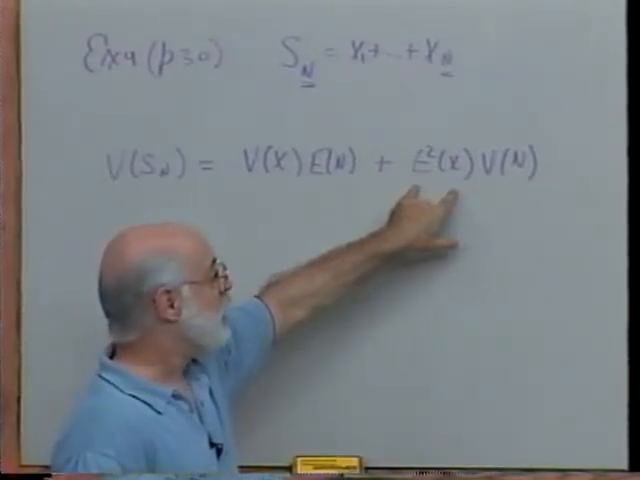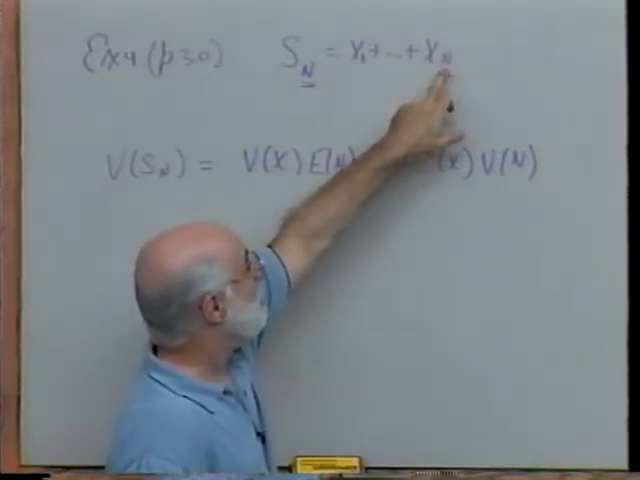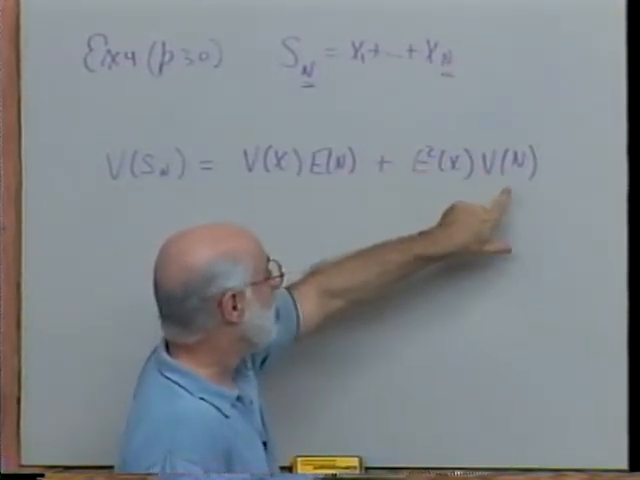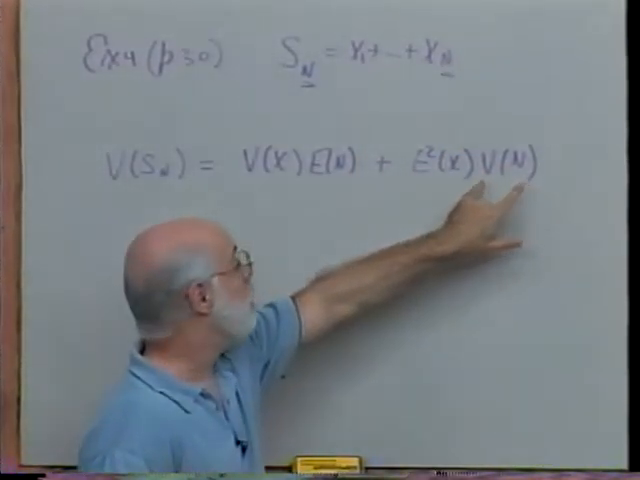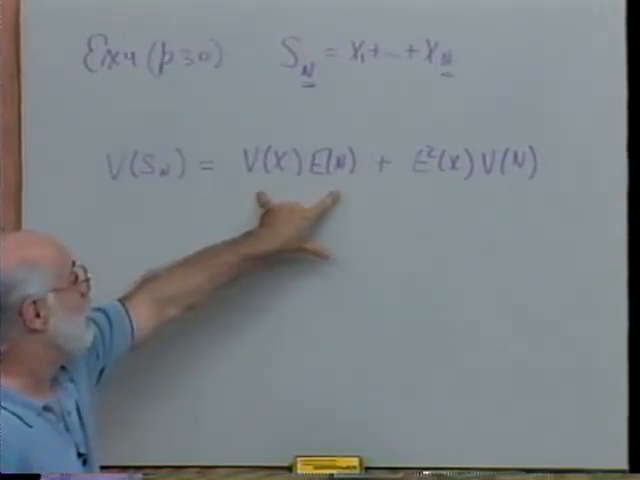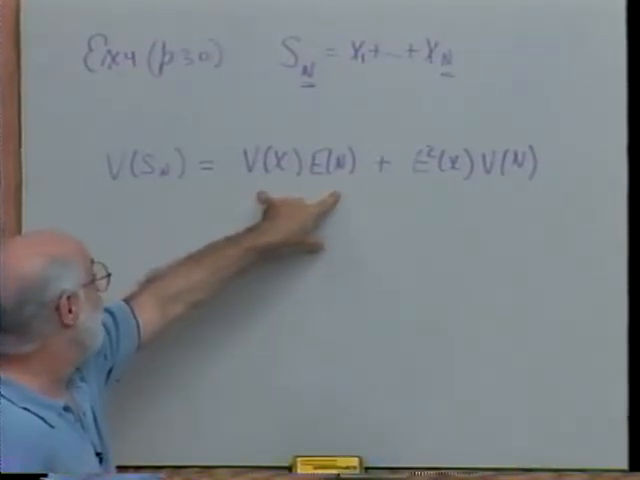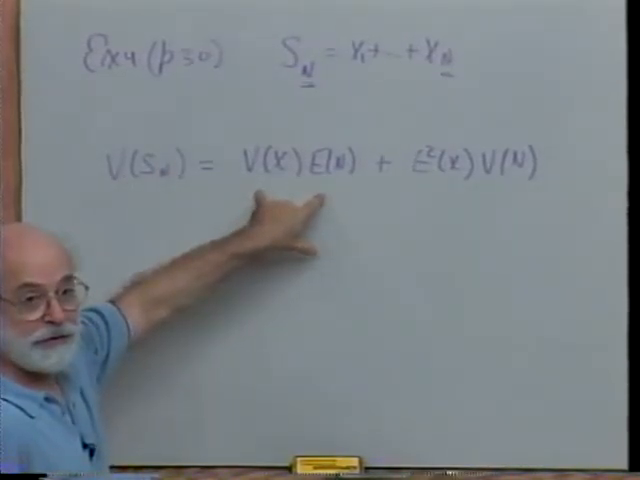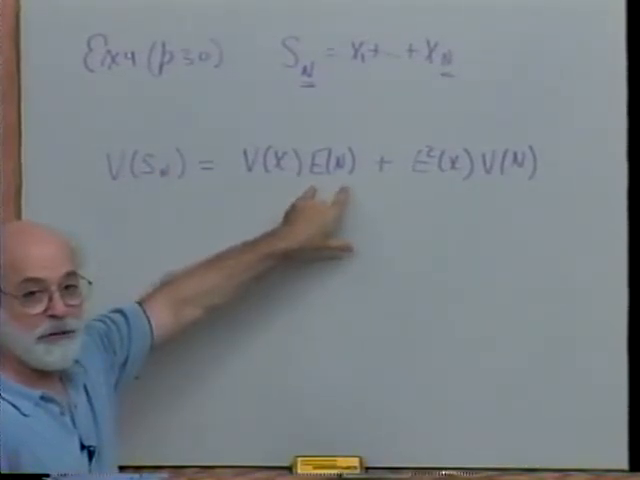So for example, if the number in the sum were a constant, which is the usual case, an ordinary sum, then this term would be 0. The variance would be 0, and you would get exactly the answer that you would expect to get, which would be that the variance of the sum is the sum of the variances. The variance of each of them times the number of them.